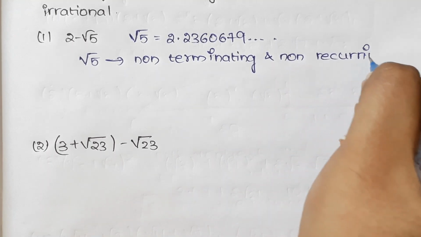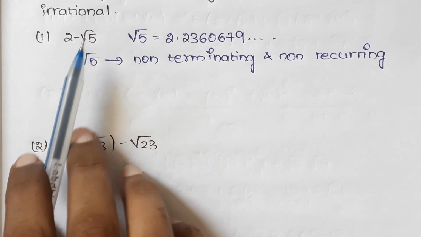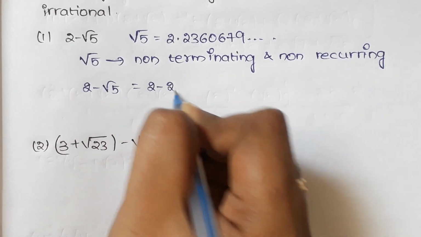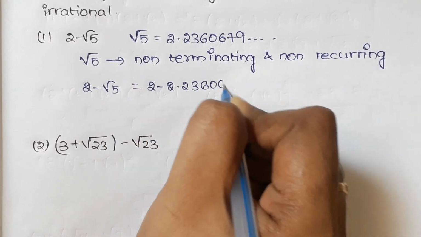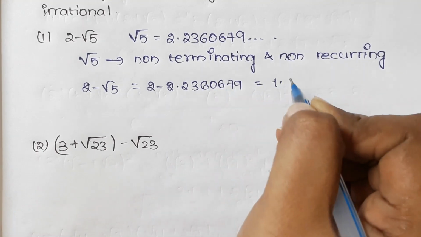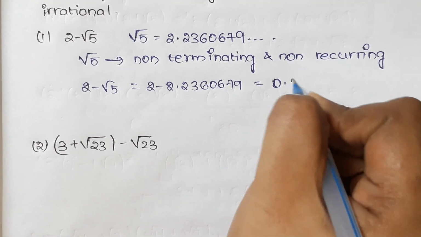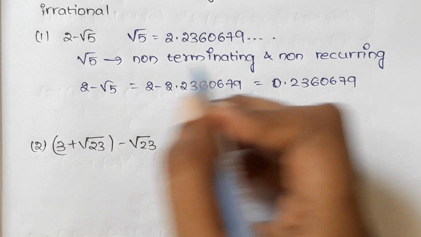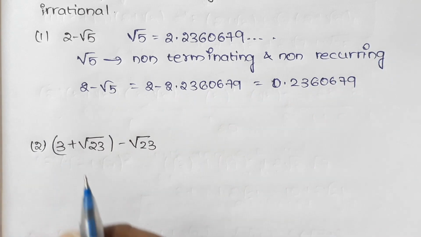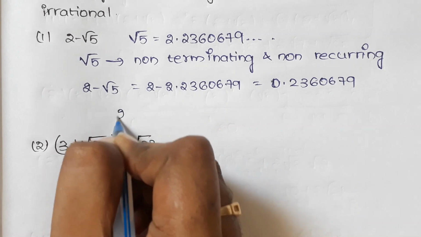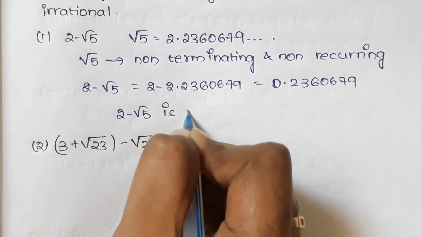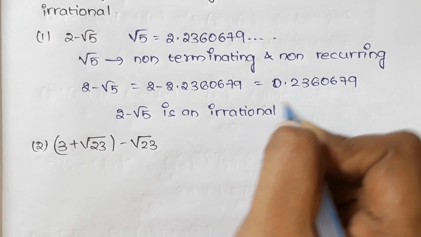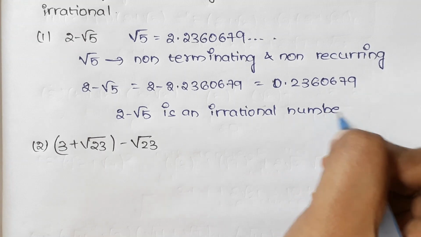So when we substitute this root 5 value in the given number, that is 2 minus root 5, that equals 2 minus 2.2360679, that equals 0.236069, and it is also a non-terminating, non-recurring expansion. So it is an irrational number. Here 2 minus root 5 is an irrational number. And this is the first one.